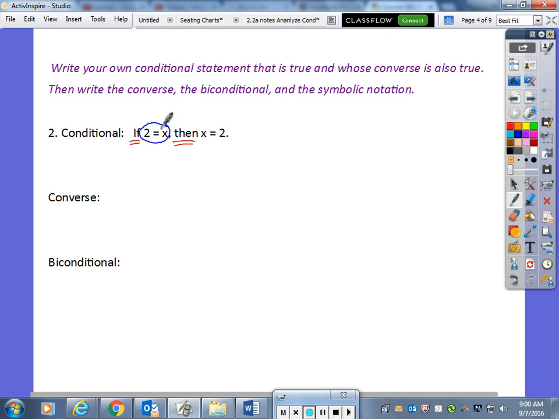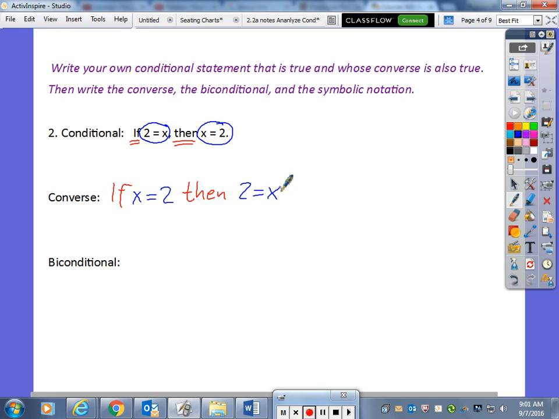My hypothesis is 2 is equal to x. My conclusion is x is equal to 2. I'm going to create my converse now by using the conclusion of the conditional, x is equal to 2, and using the hypothesis of the conditional as my conclusion of the converse, 2 is equal to x.